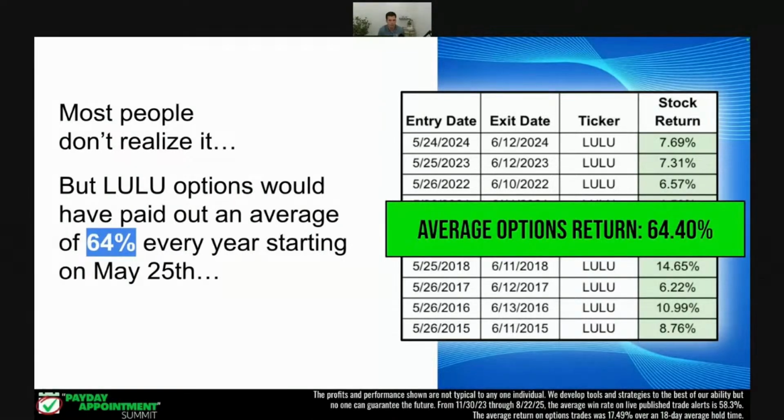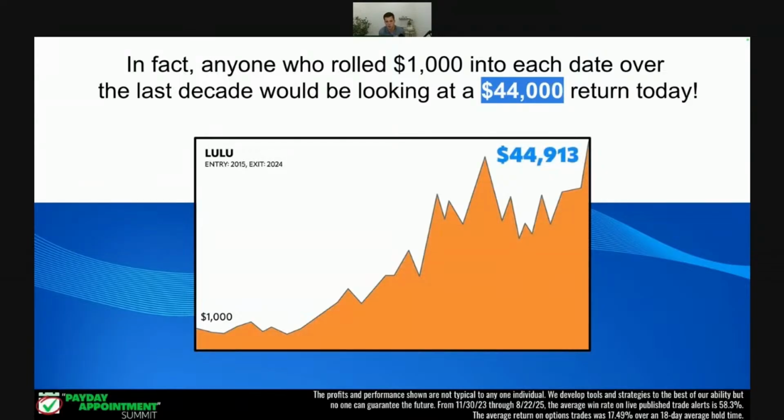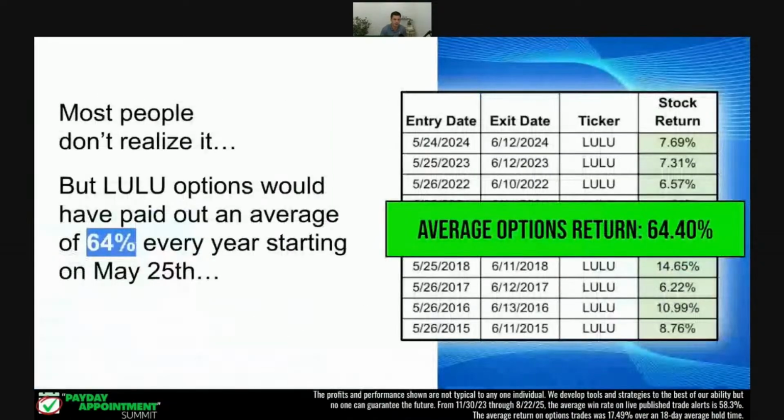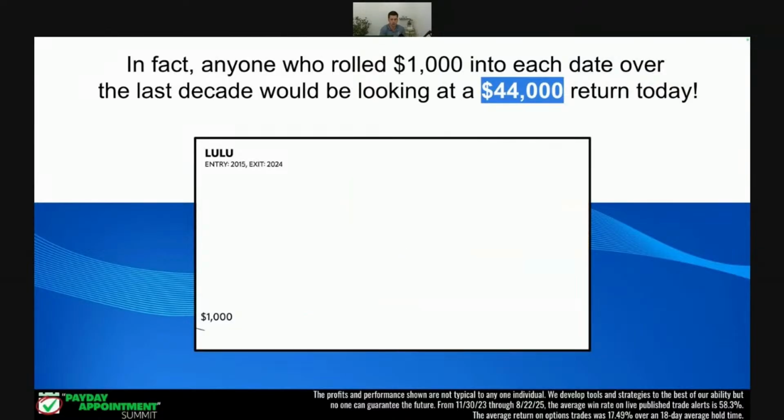The stock has gone up every year for the last decade on that time frame. In fact, anyone who started with $1,000 each day would be looking at a $44,000 return today. Now, you might be looking at this chart and wondering why there are ups and downs. This is just a screenshot of Lululemon's chart. But if you only traded these dates we talked about, May 25th, held it for about 2 weeks, and then other than that, you were out of the stock, $1,000 into $44,000.